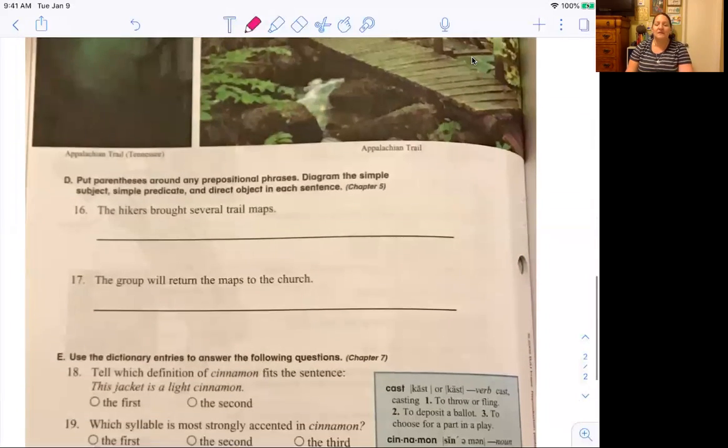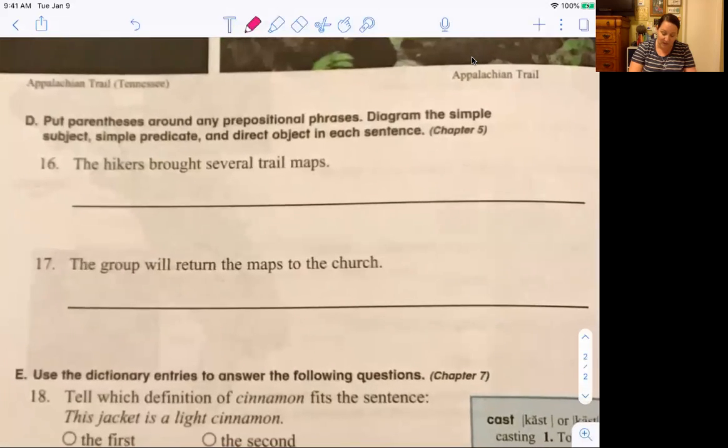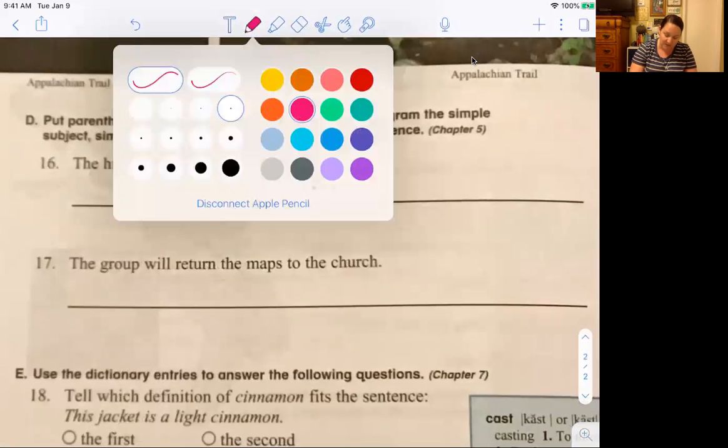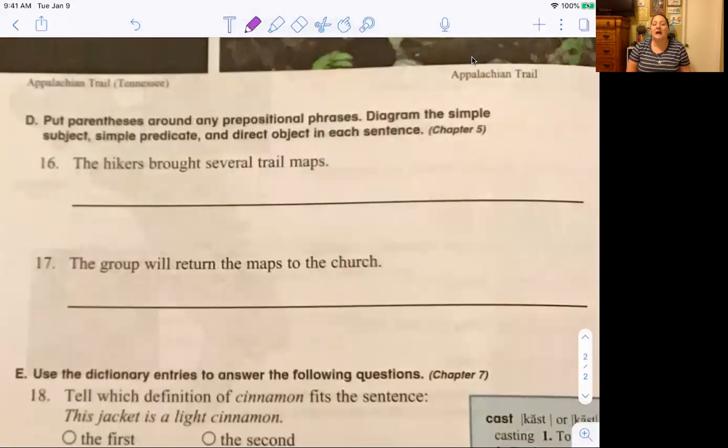It says, put parentheses around any prepositional phrases. Okay, we can do that. Diagram the simple subject, simple predicate, and direct object in each sentence. Okay, so we know these are going to be action verbs, they just told us. The hikers brought several trail maps. Now, are there any prepositional phrases? Nope, not in this one.